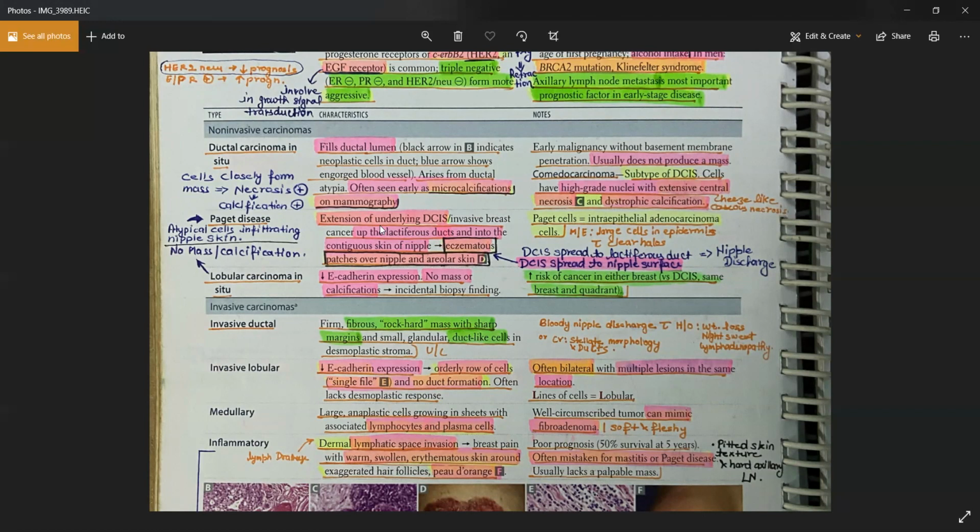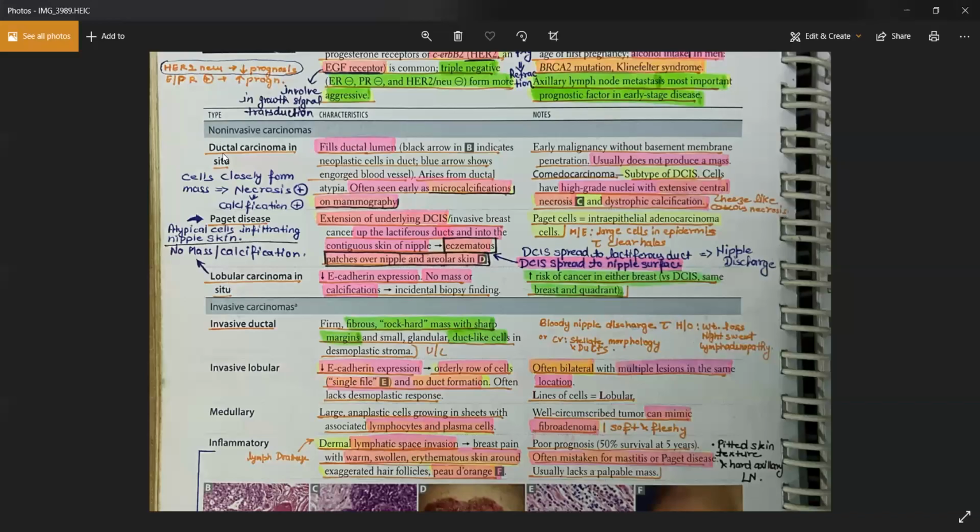Now, because this condition is non-invasive, the tumors are not invading the basement membrane. Whenever the tumor does not invade the basement membrane and remains within the tissue only, you will always call it a carcinoma in situ, right? Like cervical carcinoma in situ, remember? So in all these non-invasive carcinomas, you will call it a carcinoma in situ: ductal carcinoma in situ, lobular carcinoma in situ.